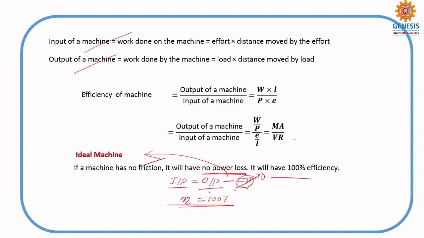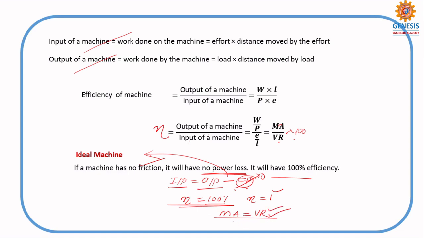For solving the problems, you need another formula. What is that? Efficiency is equal to mechanical advantage by velocity ratio. If you want to tell it as a percentage, you have to multiply that. If it is 100%, in number it is 1. So MA is equal to VR. For an ideal machine, the mechanical advantage is equal to velocity ratio, but in an actual machine the mechanical advantage is lesser than velocity ratio.